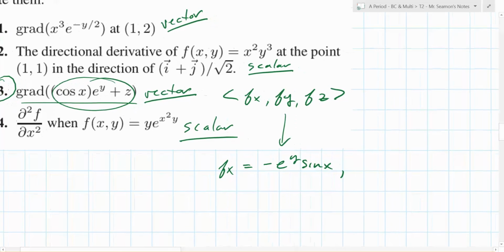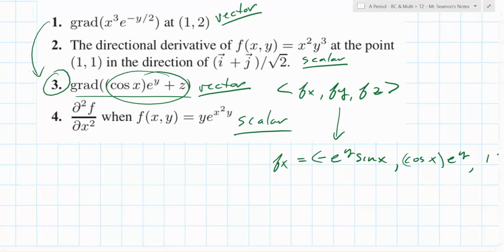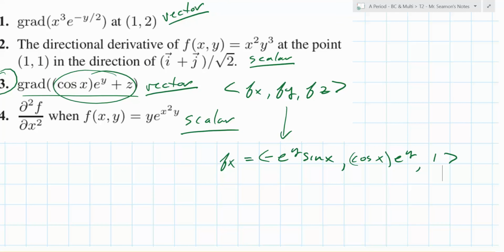Comma, what's fy going to be? Yeah, cosine x, e to the y. And what's fz going to be? Guess what you just found? What did you just find? Oh, I know it's not fx. What is that? That is the gradient vector. There it is. That's it.